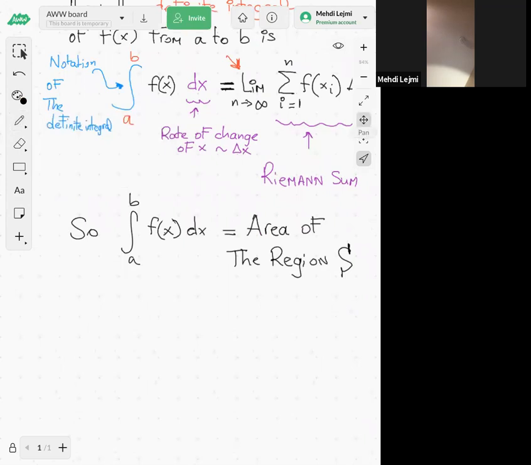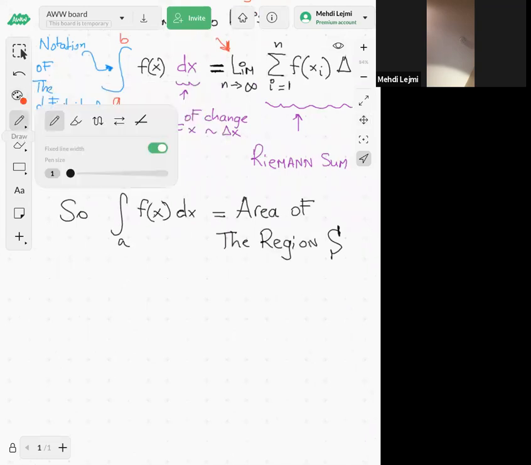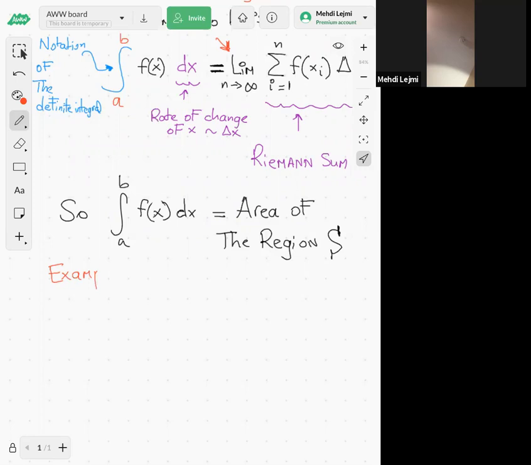Example. Okay, so let's say you want to compute the definite integral from 1 to 3. Again, this capital S is the notation for the integral, right? And then 1, 3 is the interval. So your integral goes from 1 to 3, right? Let's say the function is 2x minus 5, right? And as I said, it's part of the notation of the integral: there is this dx, okay? So don't forget the dx inside the integral.